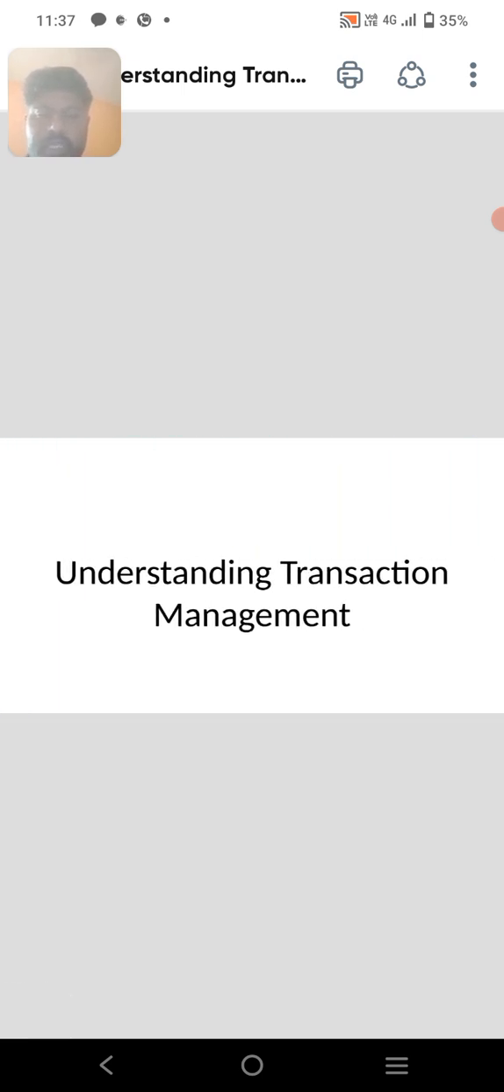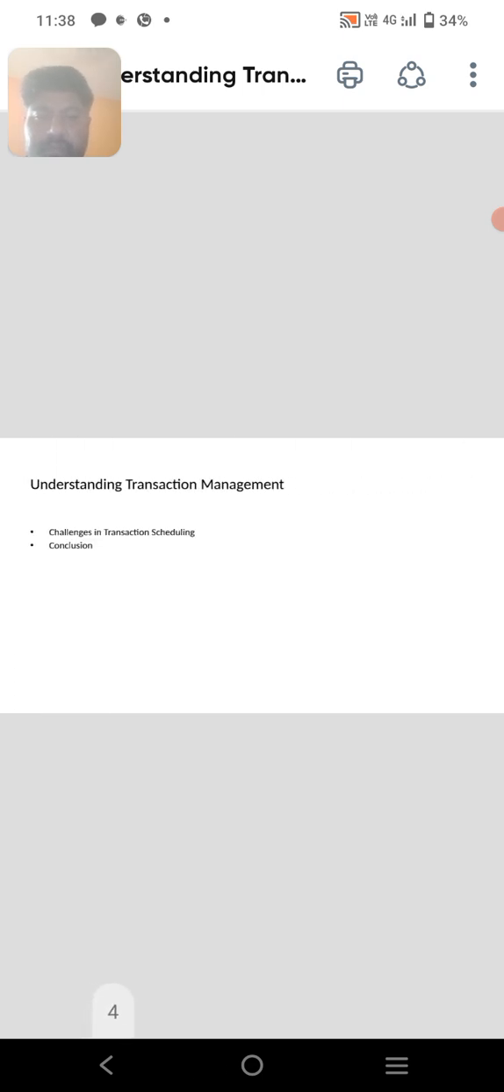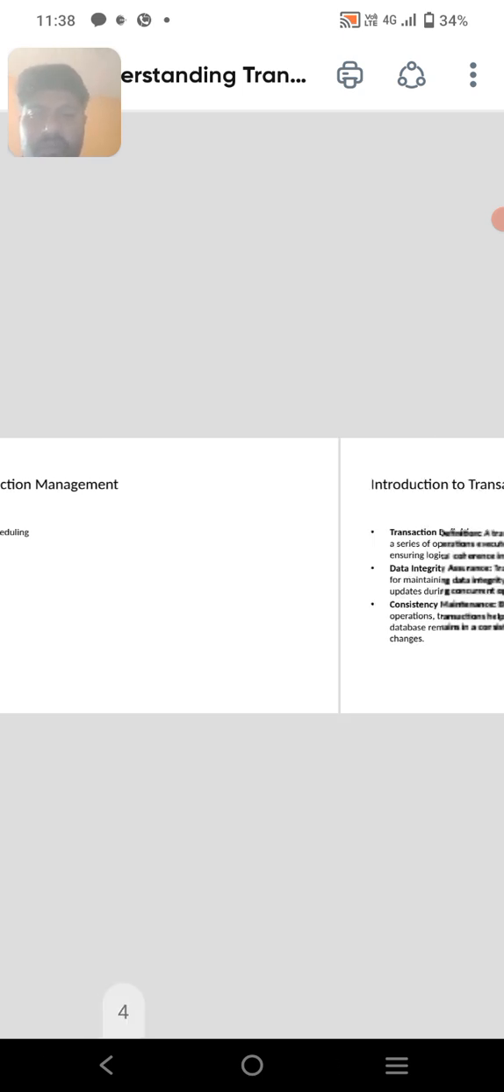Today we are going to discuss understanding transaction management. This is our agenda. First we discuss the introduction to transaction and ACID properties, and introduction to schedules, serial schedules and non-serial schedules, conflict serializability, view serializability, precedence graphs, recoverable schedules and cascadeless schedules. So first we discuss the understanding of transaction management, the challenges in transaction scheduling, and the conclusion.